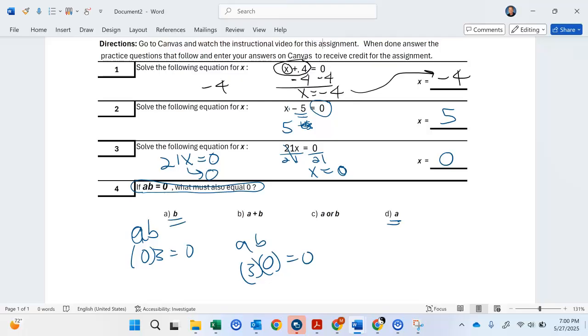What about A plus B equals 0? Well, 3 times 0 equals 0, but 3 plus 0 equals 3. So no. But here, it has to be either A or B. That's very important. It has to be one of the two. It doesn't have to be A, and it doesn't have to be B, as we saw from the examples, but one of them has to be 0.